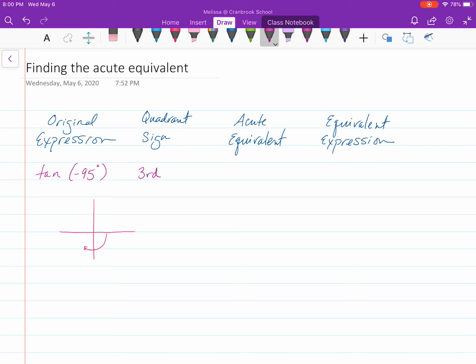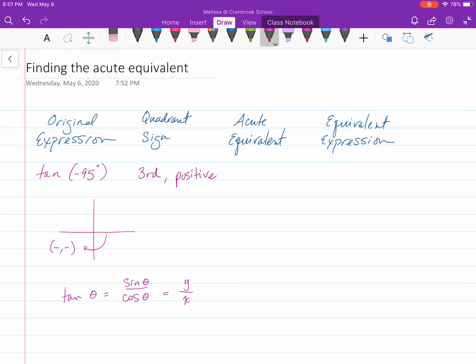If we think about a coordinate x comma y in the third quadrant, we know the x is negative and the y is negative. We also know that the tan of an angle is defined as the sine of that angle on cosine of that angle, or using the coordinate x comma y, y correlates with the sine of the angle, and cosine correlates with the x of the coordinate. So we have a negative on a negative, so therefore we know that the tangent of negative 95 is going to be positive.